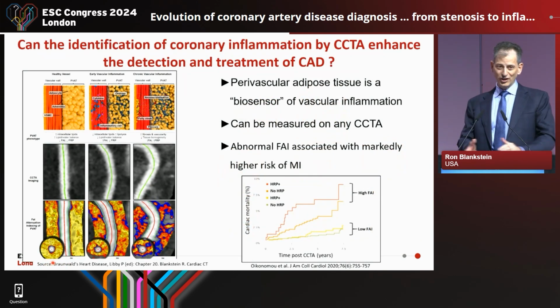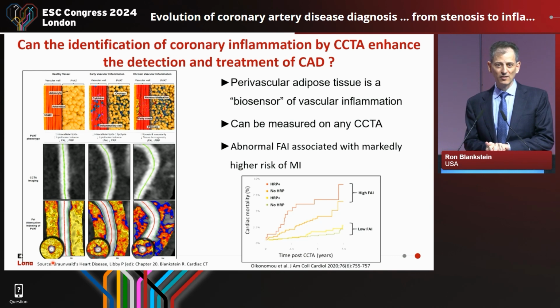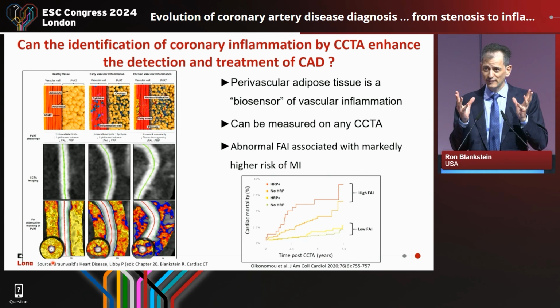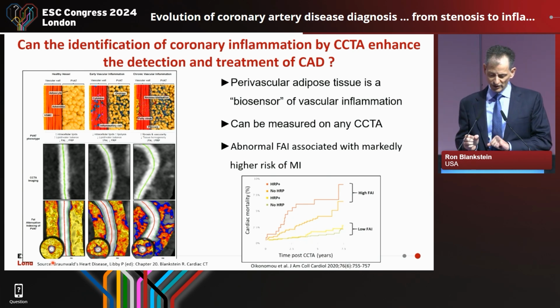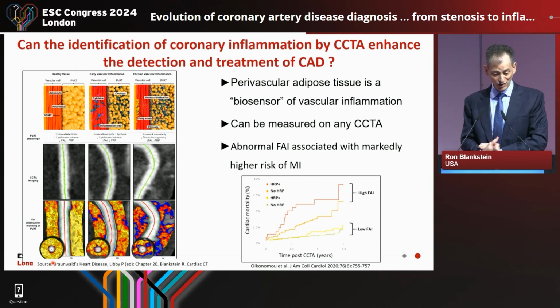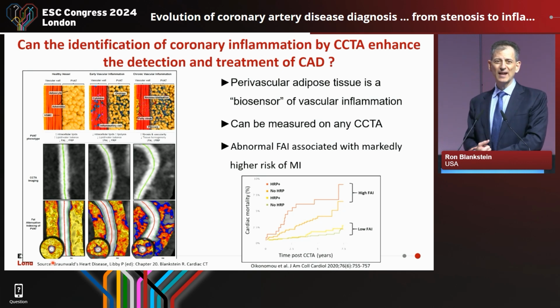With that, the big question, I think, and we're going to get some answers to this, is can identifying inflammation by coronary CTA enhance the detection and treatment of coronary disease? And really the main principle here is that when there is inflammation in the coronary arteries, through direct signaling with the pericoronary adipose tissue, there's lipolysis, which is the breakdown of fat, there's edema, and we can detect that signal by looking at the fat around the coronary artery. Essentially, as Dr. Antoniades has taught us, and will speak soon, this perivascular adipose tissue can act as a biosensor for vascular inflammation.